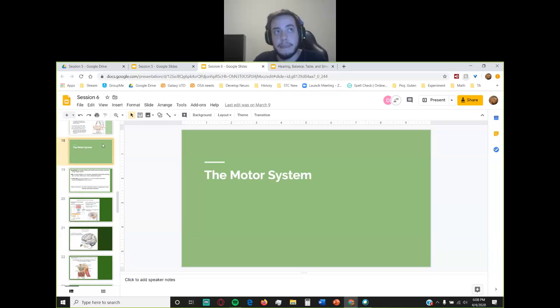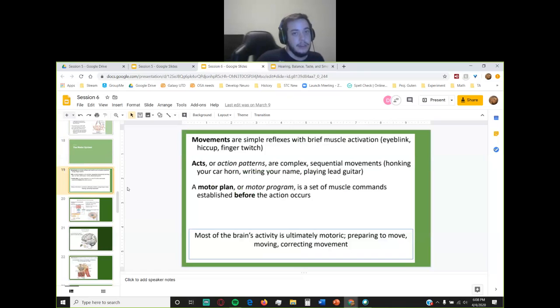Okay. So with our motor system, basically we have motion that we want to do.